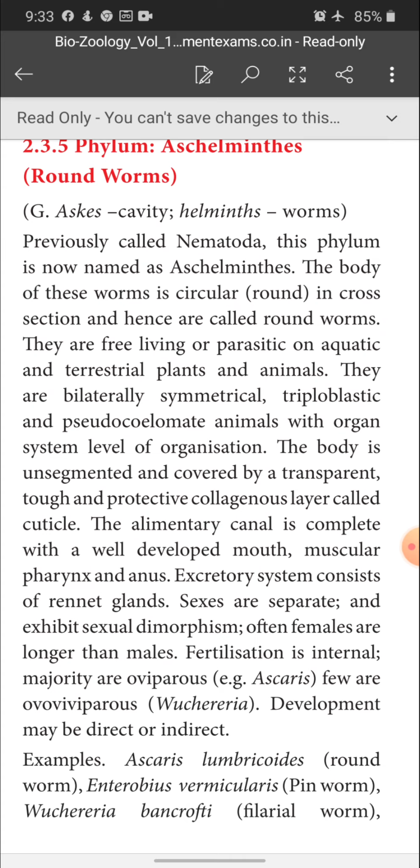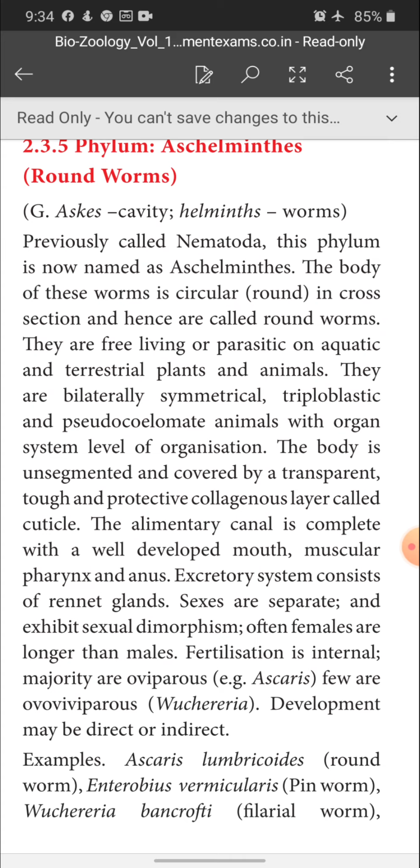They are free living or parasitic on aquatic and terrestrial plants and animals. Okay, right. So here about Platyhelminthes, if we see, they are endoparasite. Here about Aschelminthes animals, they are free living. That means they can live independent life.